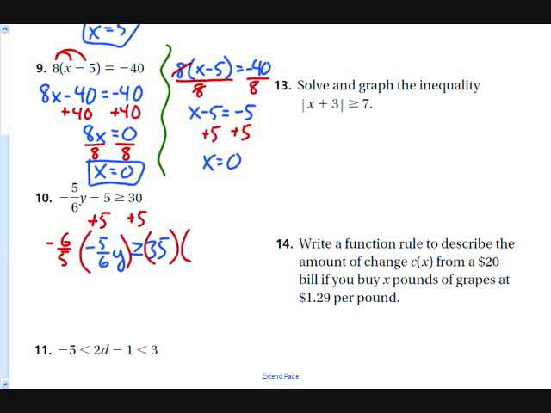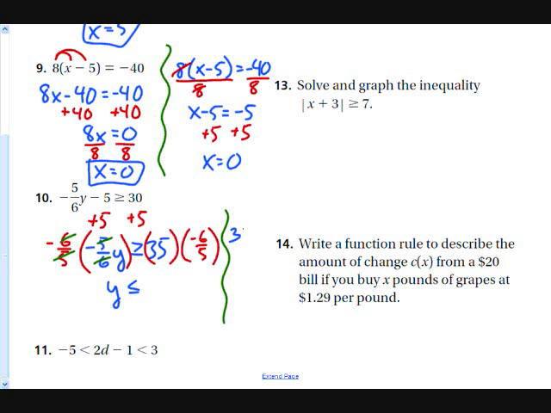So that's what I want to do. I want to multiply each side by a negative 6/5. Multiplying by the reciprocal will cancel out the fraction. And what happens here, the 5s cancel, and the 6s cancel, and then the negative times a negative is a positive, so we're just left with y. And now since I multiplied each side by a negative number, I have to flip the inequality sign, so that becomes a less than or equal to symbol. And over here, I just have to multiply, and I'm going to take this off to the side.